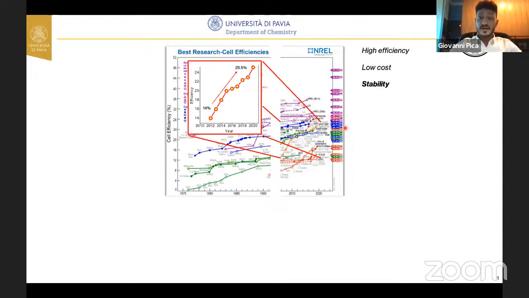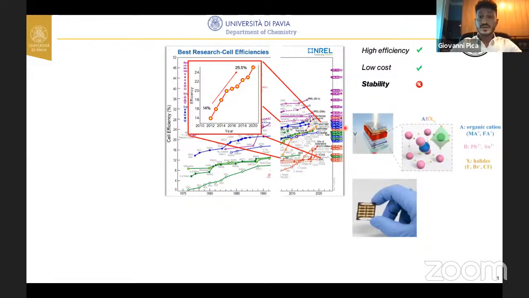These kinds of cells are characterized by high efficiency and low cost, but stability is one of the last open issues of this technology. Here you can see an image of a cell made with this technology, in which the active material is the perovskite that has a typical structure of ABX3, where A is the organic cation, B is the inorganic element, and this is why they are called hybrid perovskite solar cells, and X is the halide element.